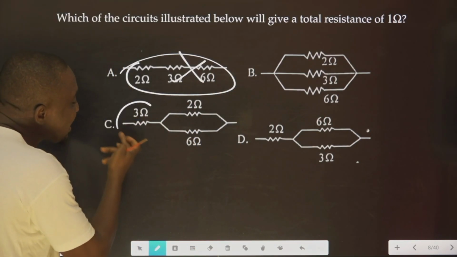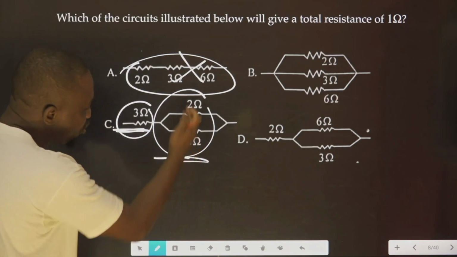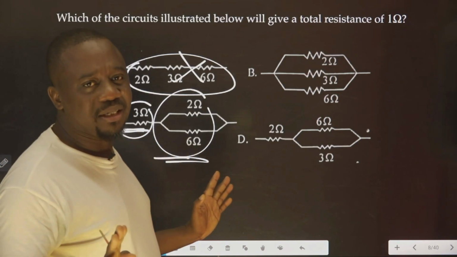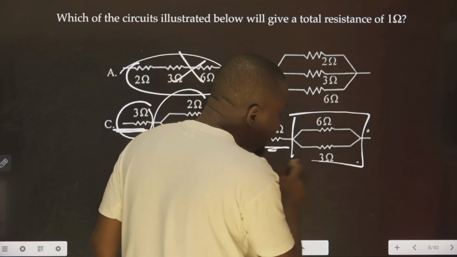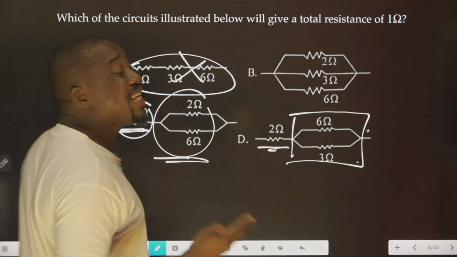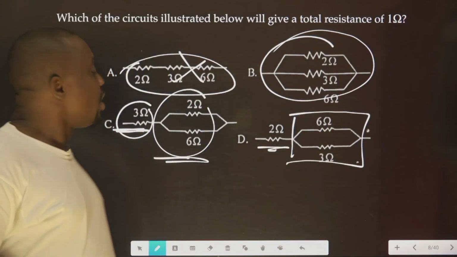Before we go for B, look at this. This one is in series with this. That means you are going to add this with this group. Already more than 1. Just forget. This one is already more than 1. You are going to add it with this. So the only one that's actually remaining is this one that are completely in parallel.